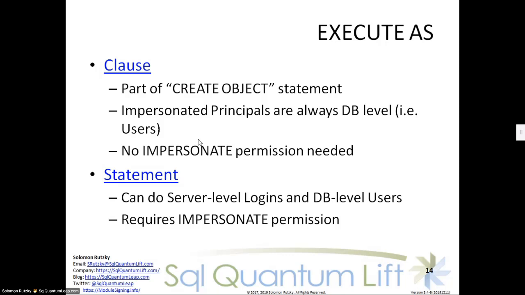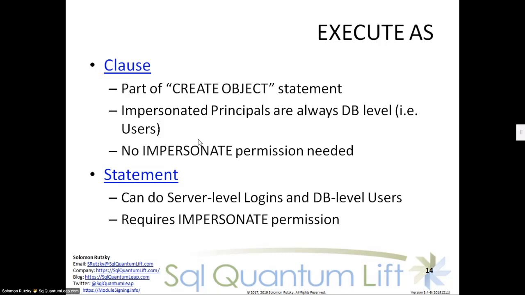Also with a clause, you don't need impersonate permissions. When you create the object, as long as the person creating the object has the impersonate permission for whoever they're saying to execute as in the clause, then that is assumed for whoever executes the procedure. If it's a rollout process, like an automated rollout process, that's typically an administrator, and that's going to have permissions to everything.